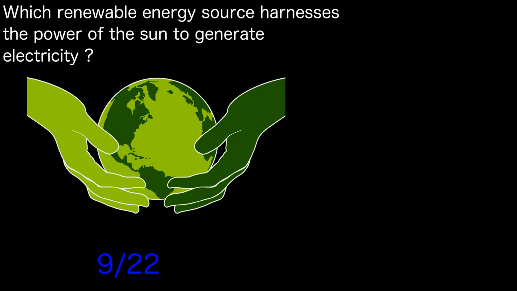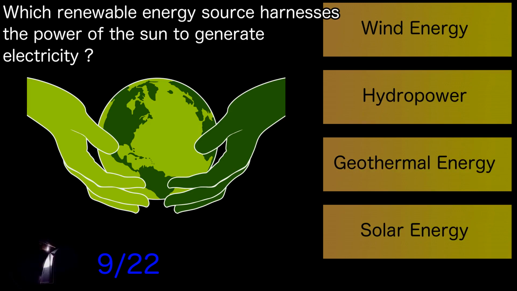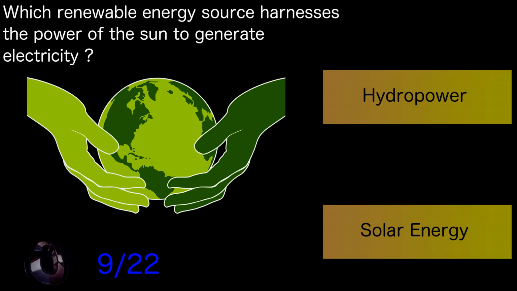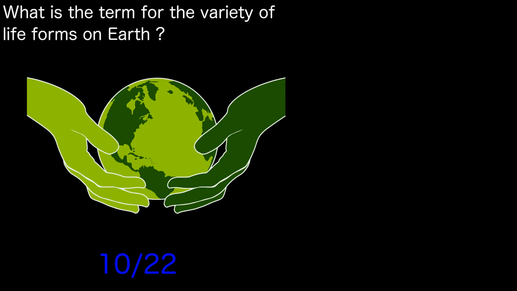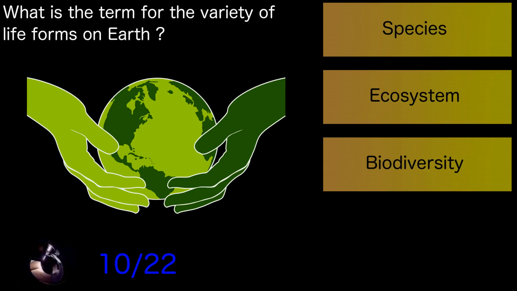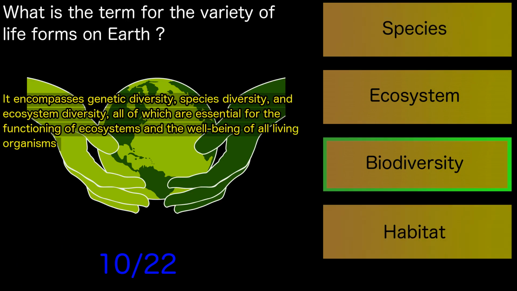Which renewable energy source harnesses the power of the sun to generate electricity? Solar energy. What is the term for the variety of life forms on Earth? Biodiversity.